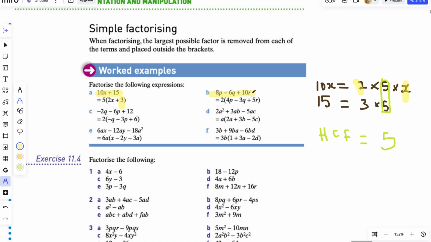Now we have 8p minus 6q plus 10r. We find the HCF of what is common between these numbers. The highest number common to all of them is 2 only. You know why?